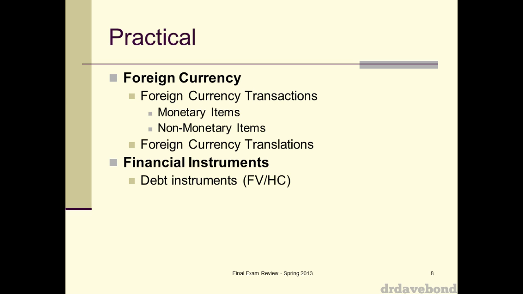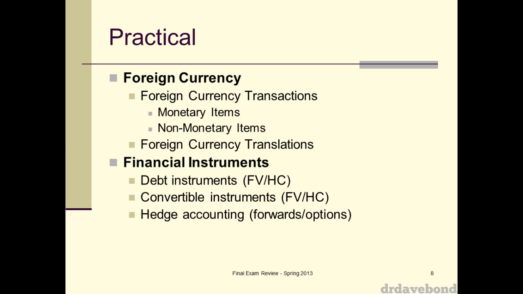With financial instruments, we looked at debt instruments, so just a straight debt instrument like what we did in the lecture demonstration, and we looked at it both in a fair value and historic cost method. Convertible instruments, which we didn't look at explicitly in the lecture, but these were included in the tutorial work, both fair value and historic cost. Be aware of how these work.